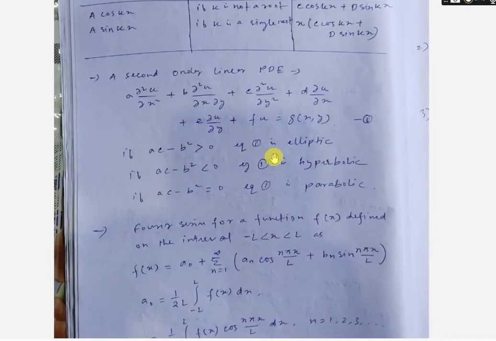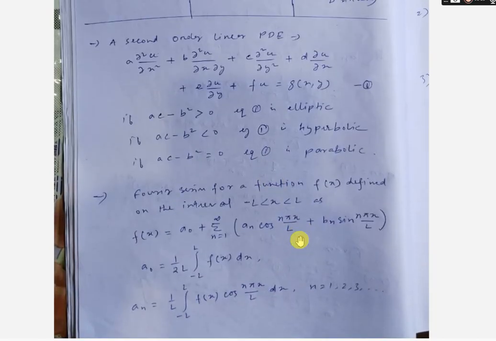Now, a second order linear partial differential equation can be written like this. If the coefficient value ac minus b squared is greater than 0, this differential equation will be elliptic. If ac minus b squared is less than 0, it will be hyperbolic, and if it is equal to 0, it will be parabolic. Now, the Fourier series for a function f of x defined on the interval can be written like this.